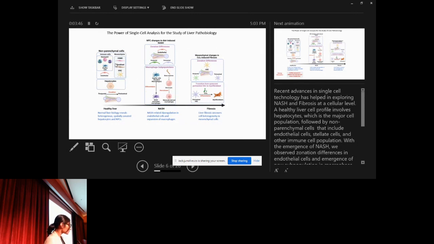If I talk about NASH, we have observed differences in zonation, and I'll be showing you some results regarding that, where we see a shift in zonation in endothelial cells. And also there is the emergence of very specialized NASH-associated macrophages that emerge from the macrophage expansion. And then there is also recruitment of monocyte-derived macrophages.